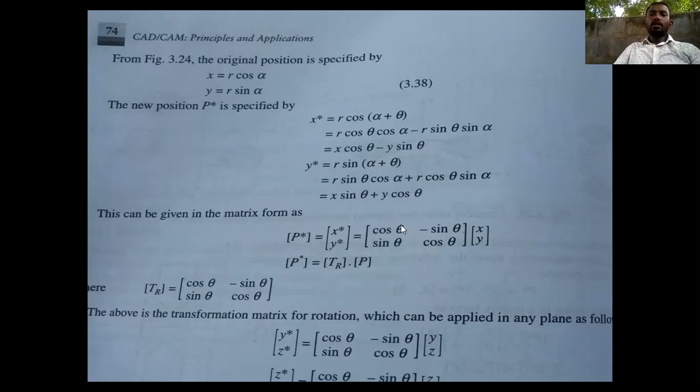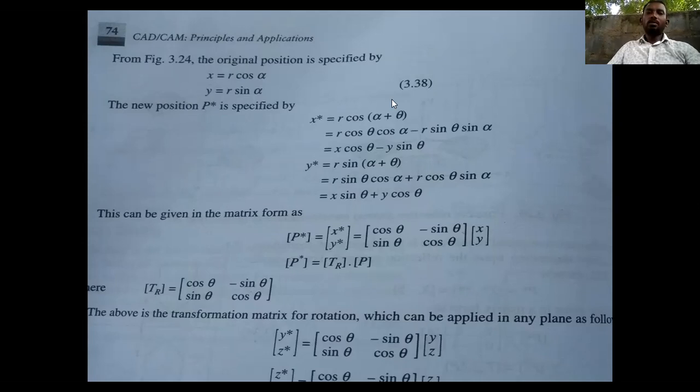So once again, today's class is the first class on computer graphics. What is computer graphics? In computer graphics we first learn the introduction, then raster scan graphics. From raster scan graphics onwards, we can go for transformation of geometry. In transformation of geometry, we have four types.